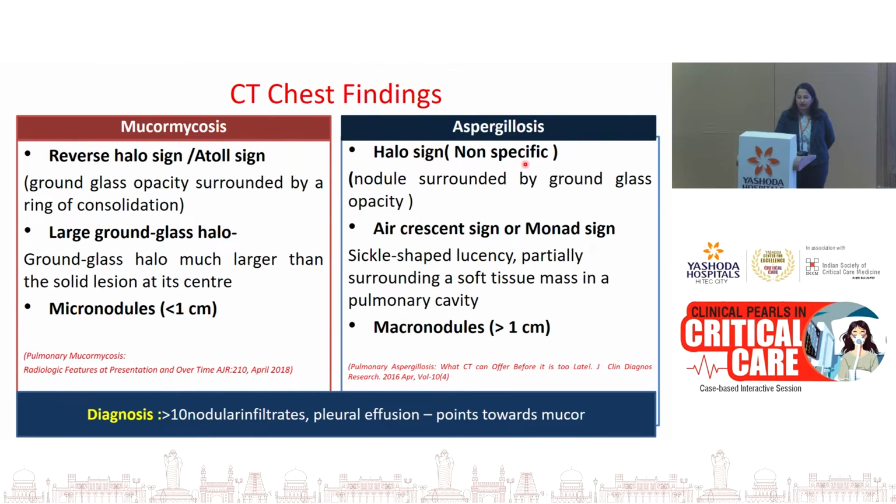We can differentiate to some extent based on the CT chest findings between mucormycosis and aspergillosis. In aspergillosis, it is the halo sign which is present, but it is not very specific to aspergillosis. But in mucormycosis, it is the reverse halo sign, which is ground glass opacity surrounded by a ring of consolidation. Micronodules are present in mucormycosis, and in aspergillosis, it is macronodules larger than 1 cm in size. The air crescent sign is seen in aspergillosis, whereas that is not seen in mucormycosis, and a large ground glass halo is seen in mucormycosis.